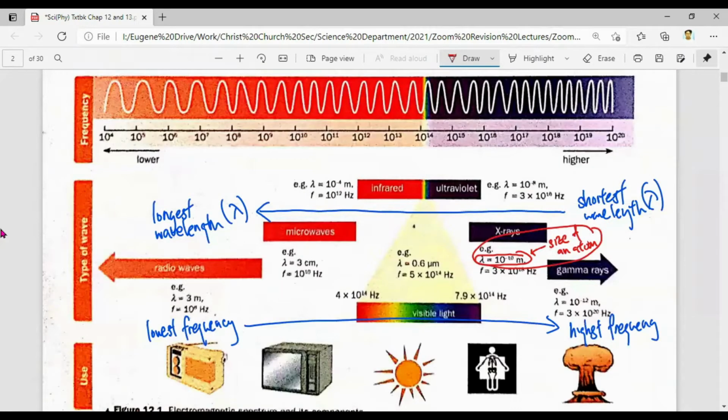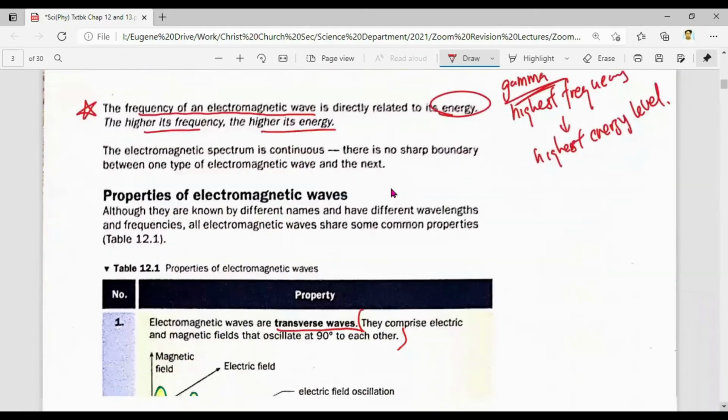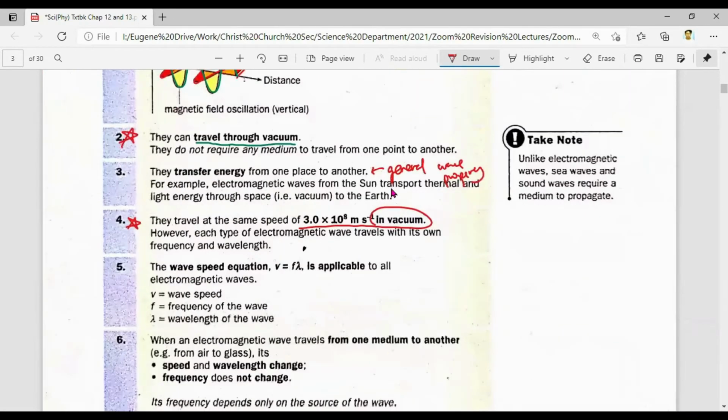Now, what they're trying to say is radio waves, microwave, infrared radiation, visible light, ultraviolet, X-ray, gamma ray, all of them, when they are in vacuum, they all travel at 3 times 10 to the power of 8 meters per second. So this is also equivalent to 300 million meters per second. Okay, so all of them travel at the same speed because they are all EM waves.